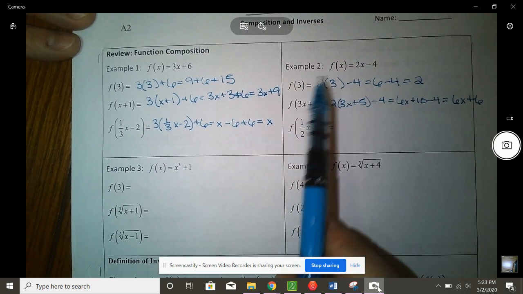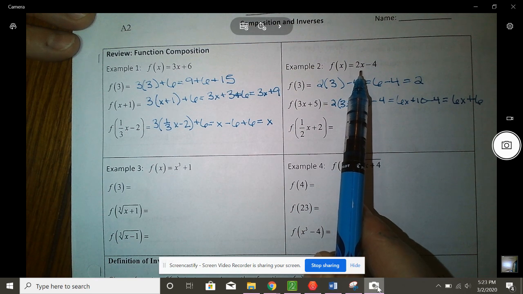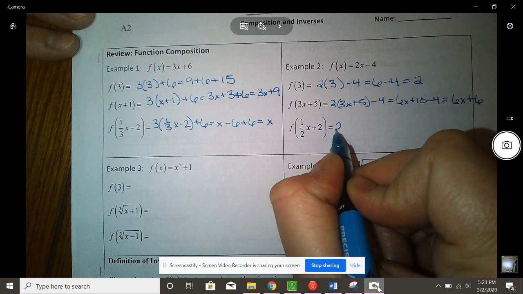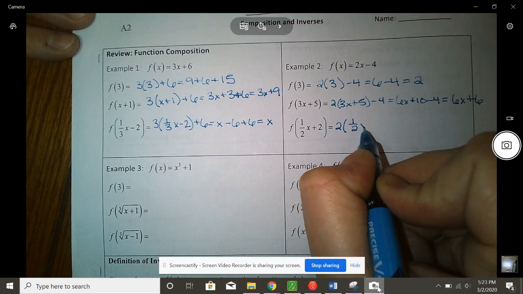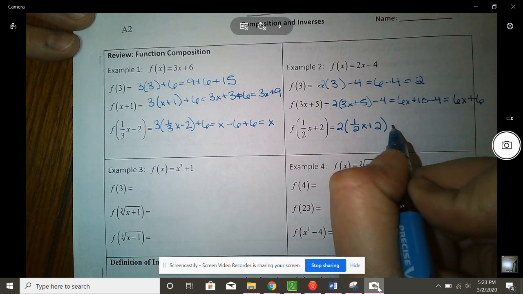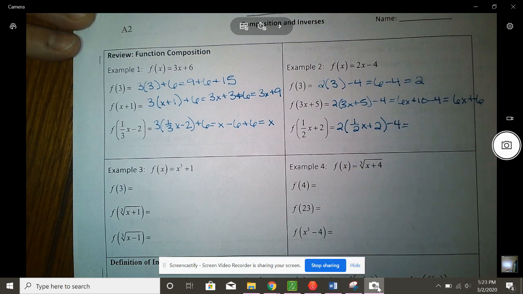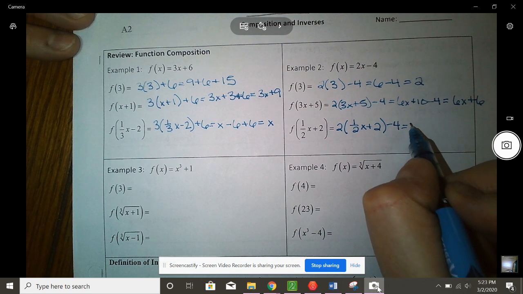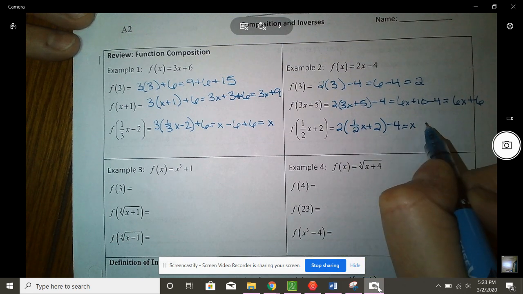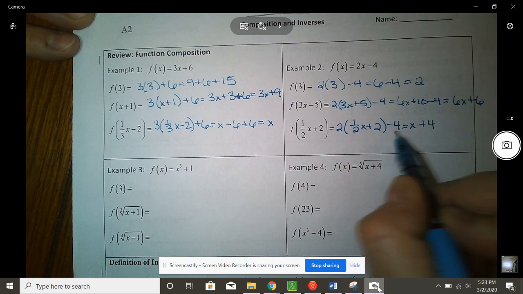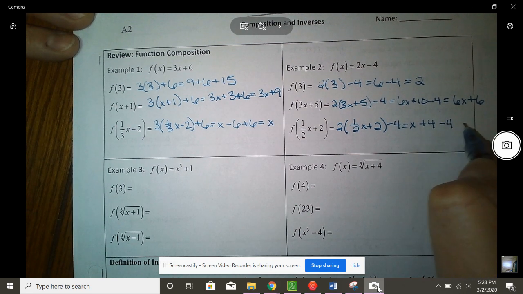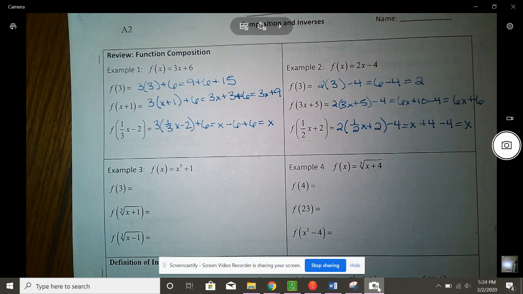Finally, I'm going to take my f function and plug in 1/2 x plus 2 where the x is. So this will be 2 times 1/2 x plus 2 minus 4. So again, we distribute. 2 times 1/2 x is just x. 2 times 2 is positive 4. And then we have this minus 4 on the end. And we combine like terms. So the plus 4 and minus 4 cancel each other out, and we have an output value of x.